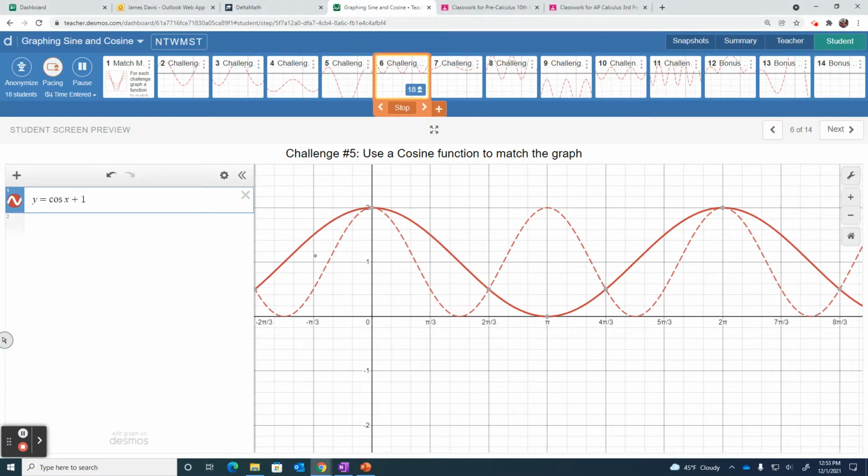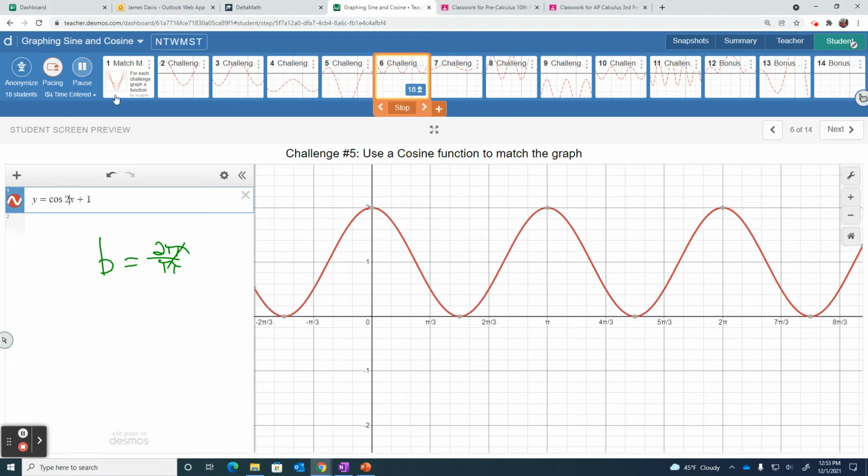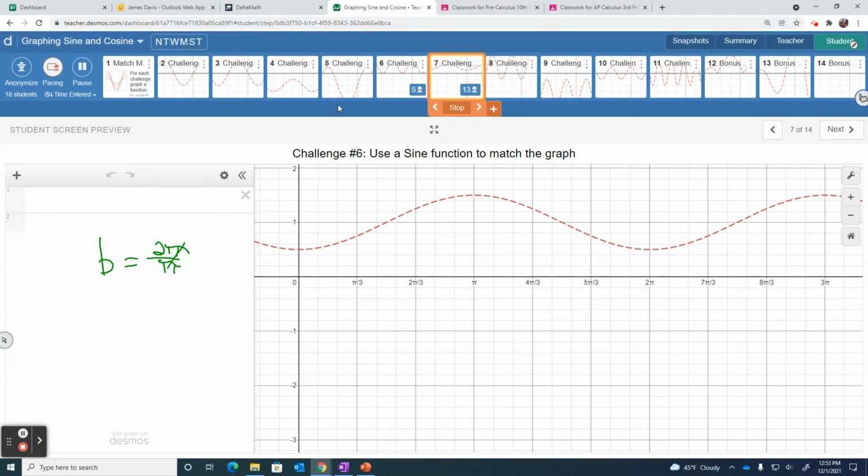The b is going to be 2 pi over the period, and this new period is from here to here, which is pi. So the x distance is pi. So 2 pi over pi, and then the pi's cancel. So our b is 2, and that's where that 2 comes from in the x. Alright, we can try that one.